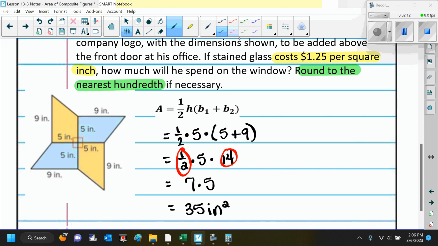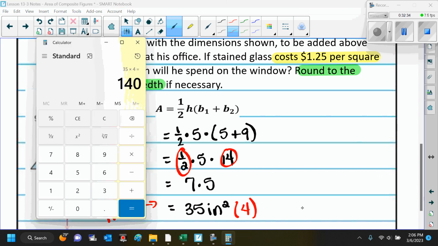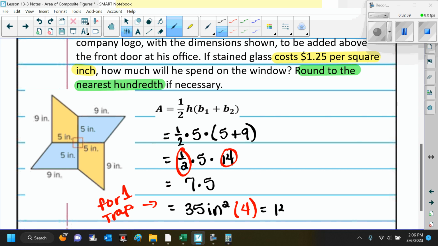And again, you guys, this is for one trapezoid. So we want to take this 35 inches squared and multiply that times 4. So 35 times 4 gives us 140. So this is 140 inches squared, okay? So that's how many square inches of glass we're going to use for this stained glass window. But again, we want to know how much it costs. So the cost, use purple, is going to be equal to the square inches, so the area, that's 140, times the $1.25 per square inch of glass, okay?